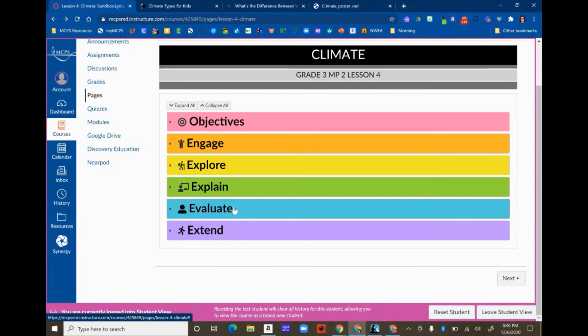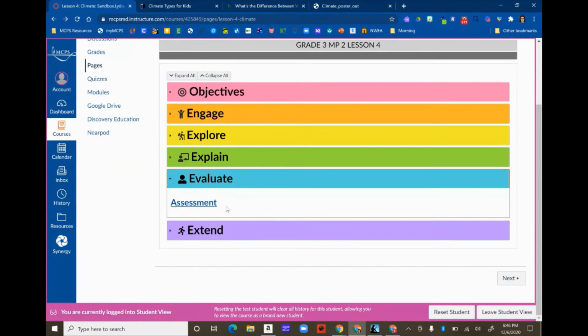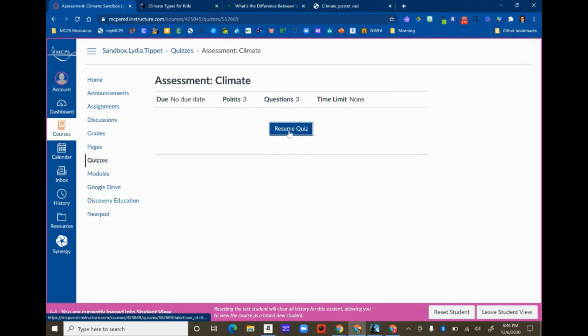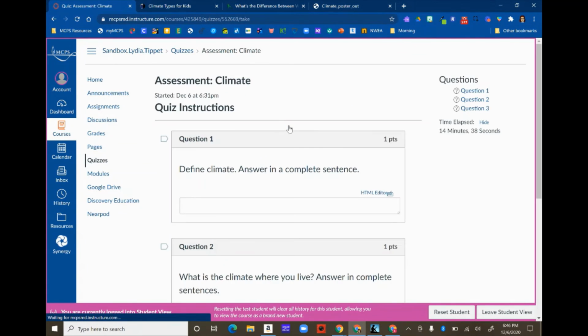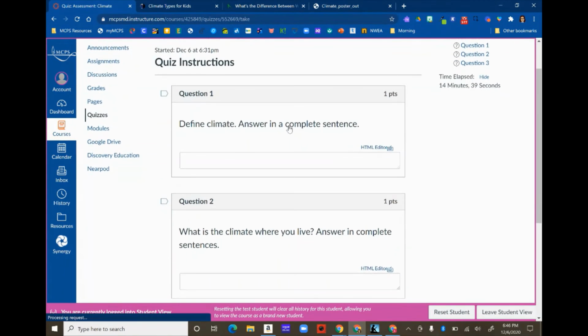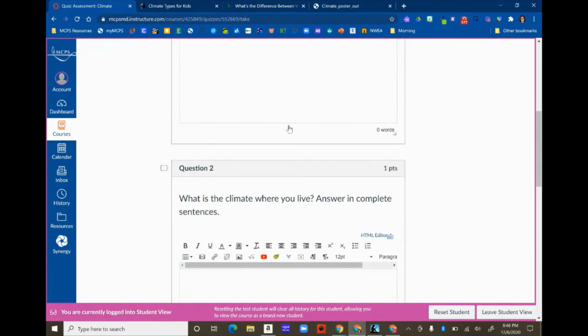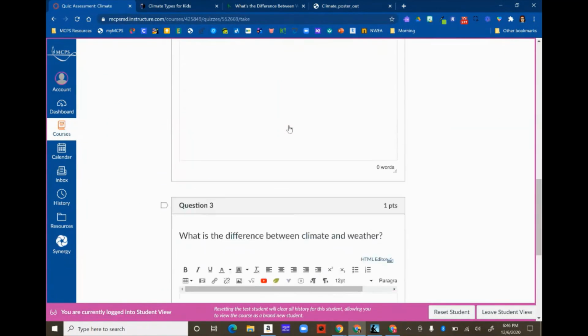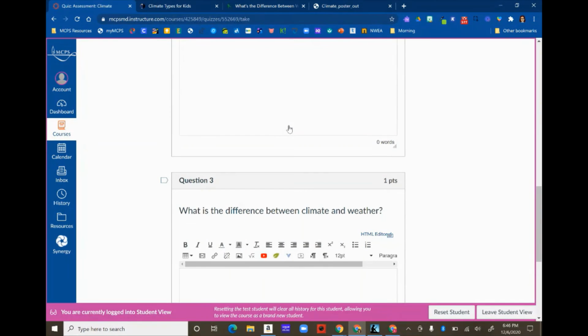After students have gone through all those resources, they would go to evaluate and click on this assessment, which is a Canvas assessment. And they would answer the following questions directly in Canvas. So they would define climate, they would state the climate where they live, and they would explain the difference between climate and weather.